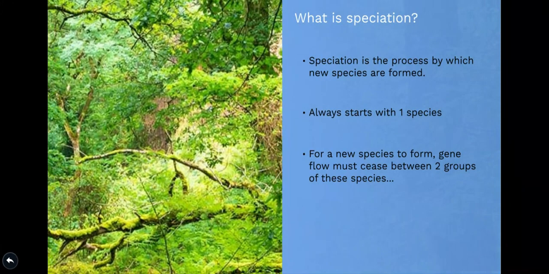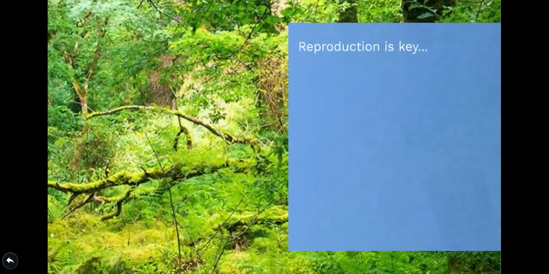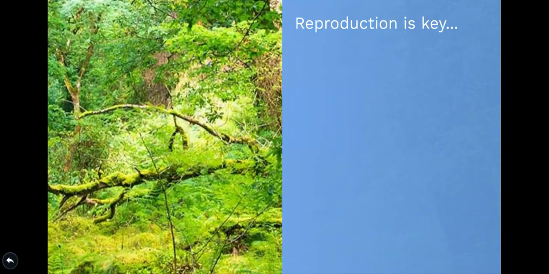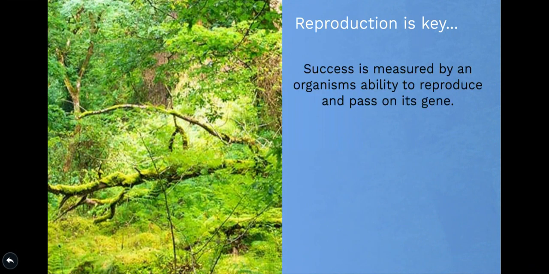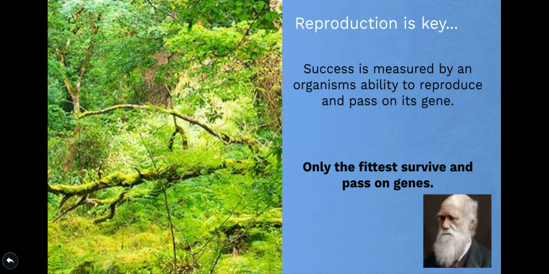Okay, so that is speciation as a process. What we need to think about then is reproduction. Reproduction is key to the process of speciation. Now, in the natural world, success is measured by an organism's ability to reproduce and pass on its genes. We essentially know this as survival of the fittest, coined by this man here, Charles Darwin. He said that essentially the fittest survive and they pass on their genes through having beneficial traits.